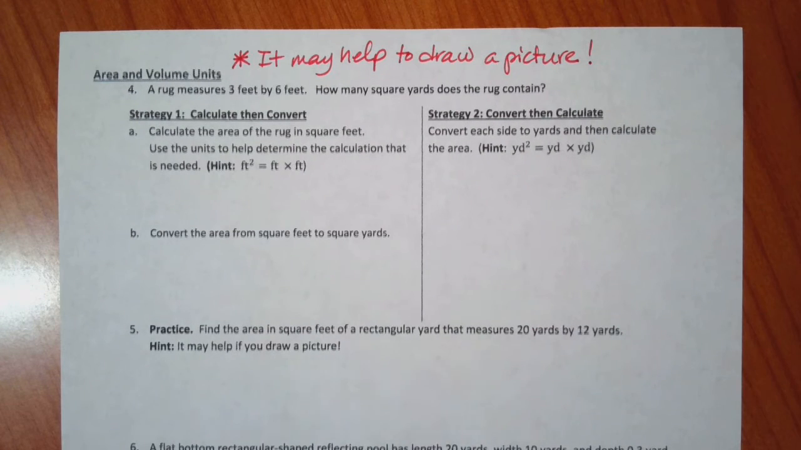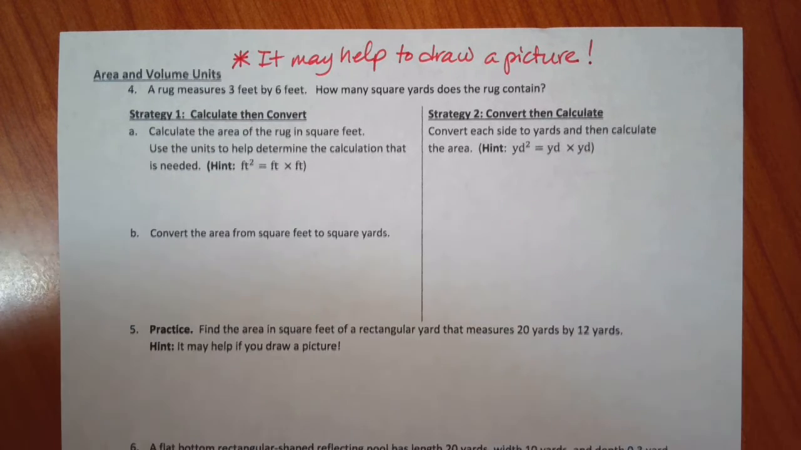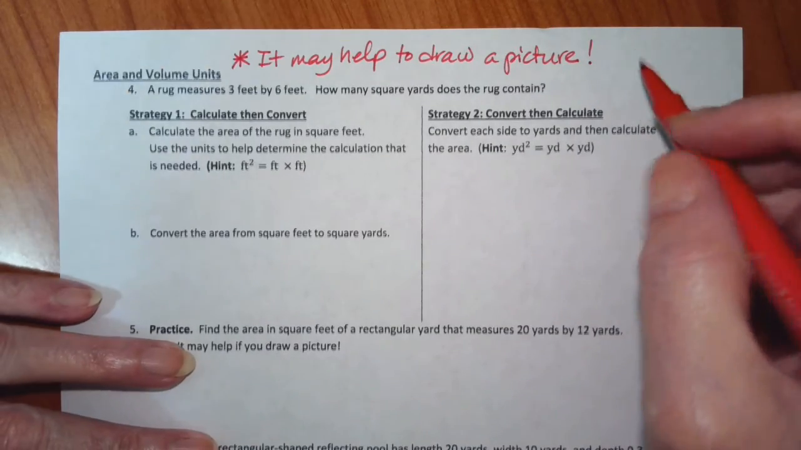All right, so I'm going to start out by saying we're going to deal with area and volumes. And we're going to look at two different strategies based on an example. And one thing I wanted to put up here is that it may be helpful for you to draw a picture. It may not be. I'm very visual, so I like drawing pictures. And I'm real good at it too, you can tell.